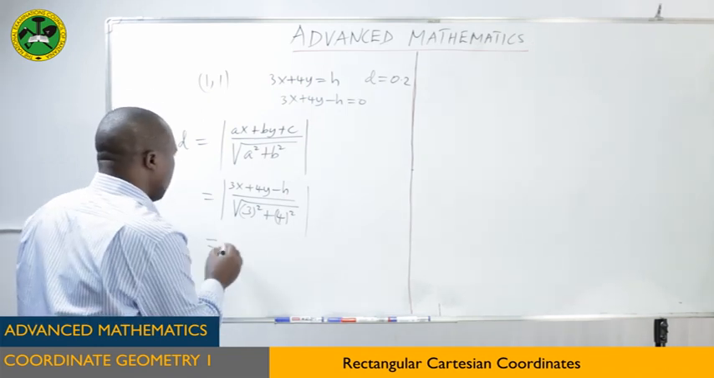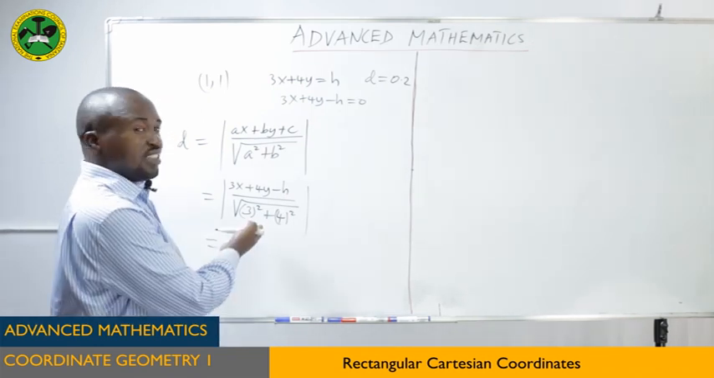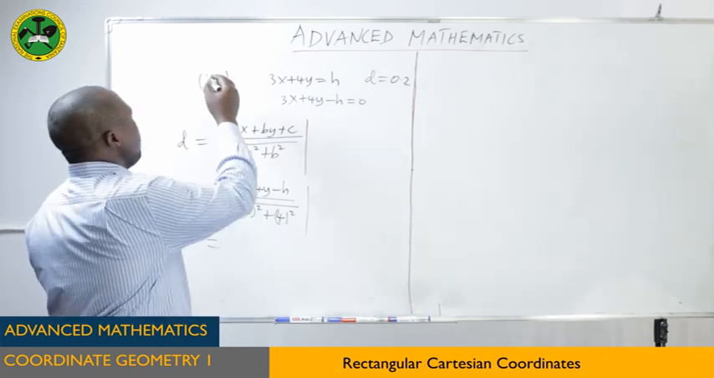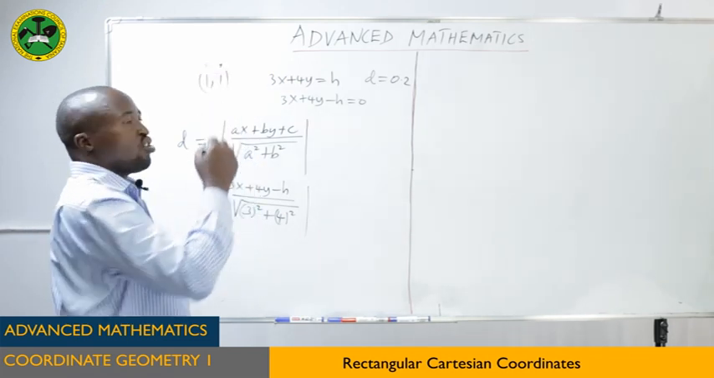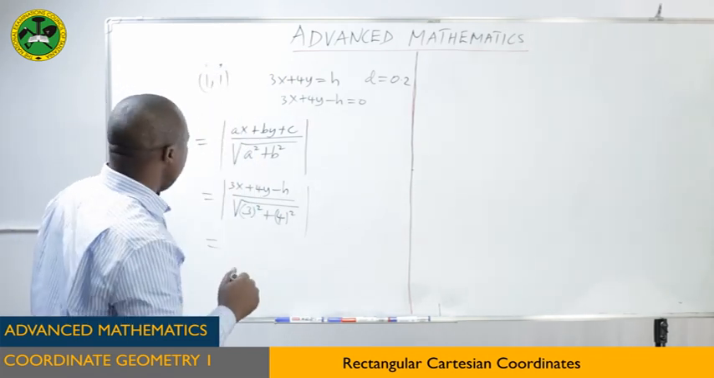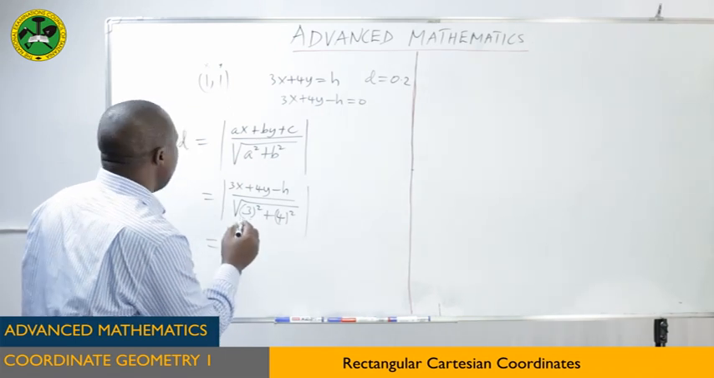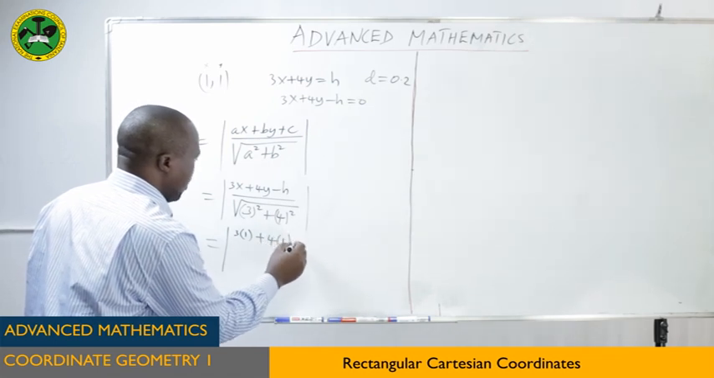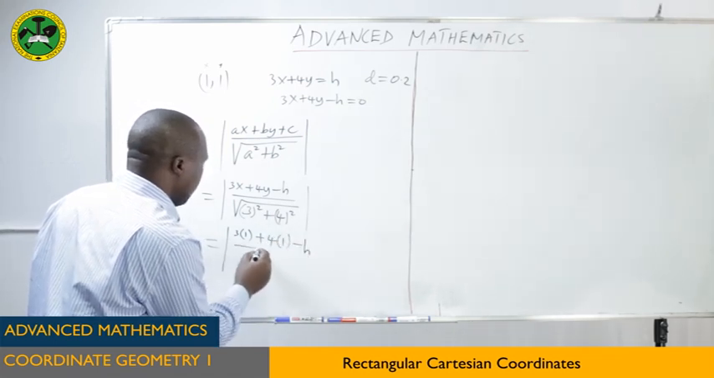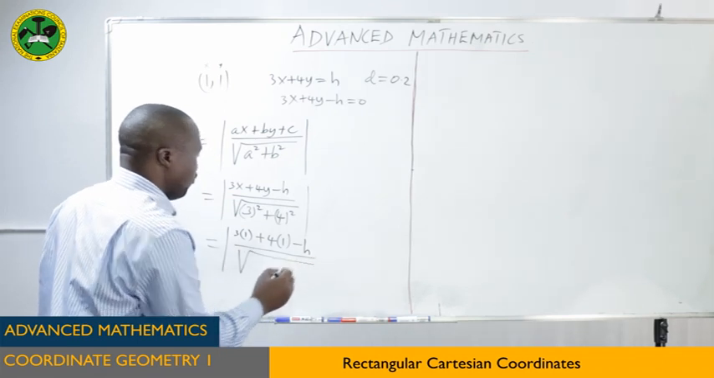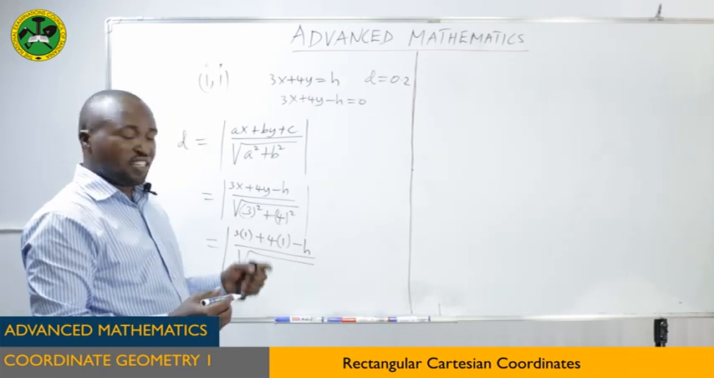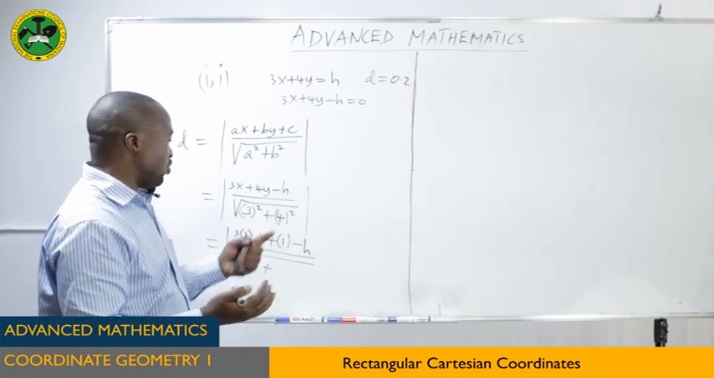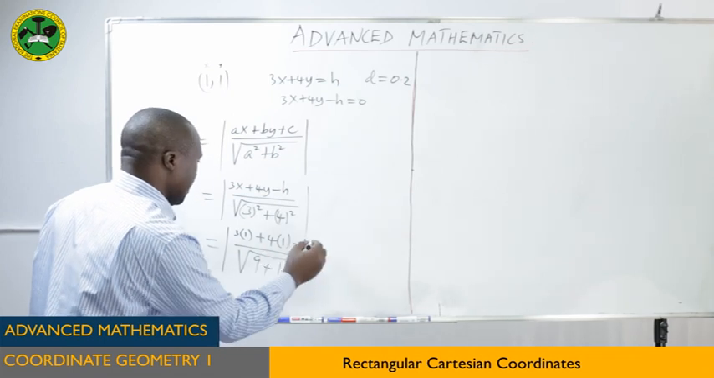Remember, at this stage we substitute the values of x and y, which are the coordinate (1, 1). Therefore we have the absolute value of 3 times 1 plus 4 times 1, then minus h, over the square root of 3 squared, which is 9, plus 4 squared, that is 16.